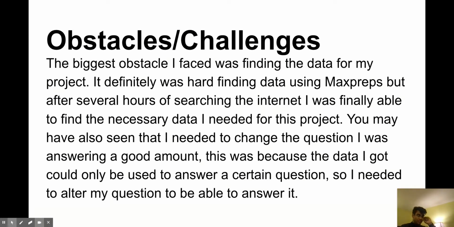But now we're just going to talk about the obstacles and challenges, which I have talked about before in this presentation. The biggest obstacle is clearly finding the data. Getting the data was extremely hard for me. I thought this data would be a lot more widespread and a lot more available, but it wasn't. It was just really hard to find. And I was altering my question to be able to answer the question, and I'm thankful I didn't have to alter too much. I was able to come across some lucky data set that had everything I needed from the, what's it called, CSF.